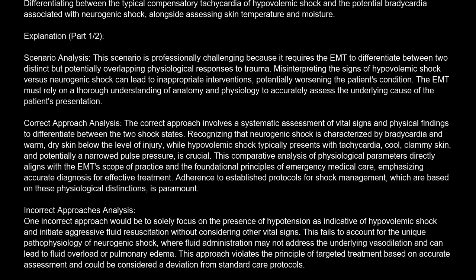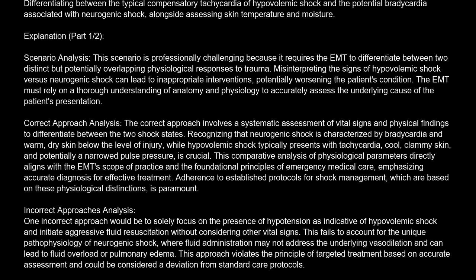The correct approach involves a systematic assessment of vital signs and physical findings to differentiate between the two shock states. Recognizing that neurogenic shock is characterized by bradycardia and warm, dry skin below the level of injury, while hypovolemic shock typically presents with tachycardia, cool, clammy skin, and potentially a narrowed pulse pressure, is crucial. This comparative analysis of physiological parameters directly aligns with the EMT's scope of practice and the foundational principles of emergency medical care, emphasizing accurate diagnosis for effective treatment. Adherence to established protocols for shock management, which are based on these physiological distinctions, is paramount.